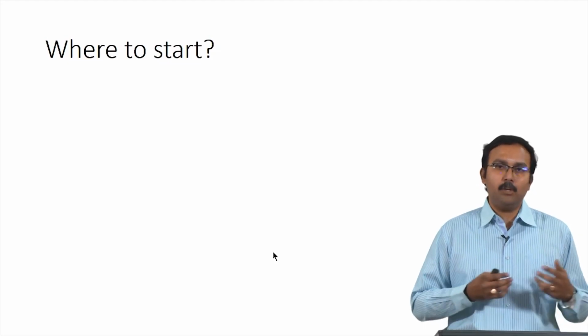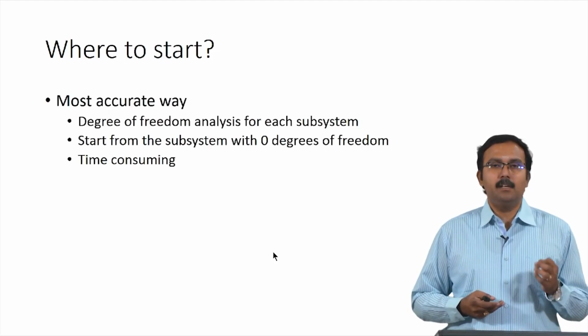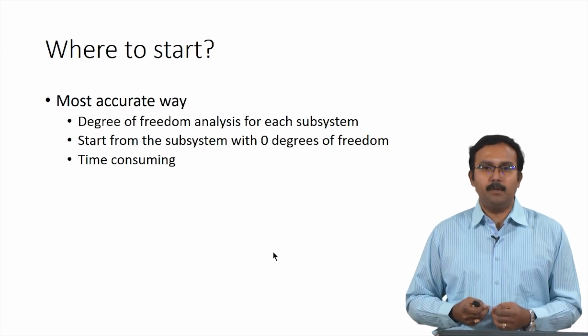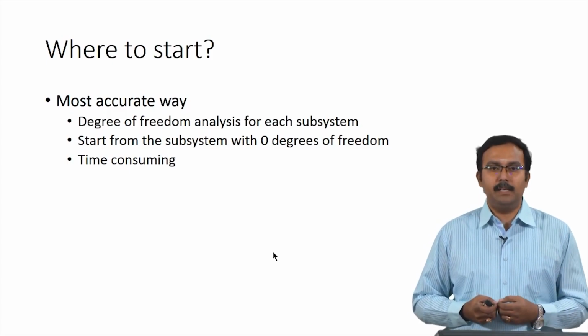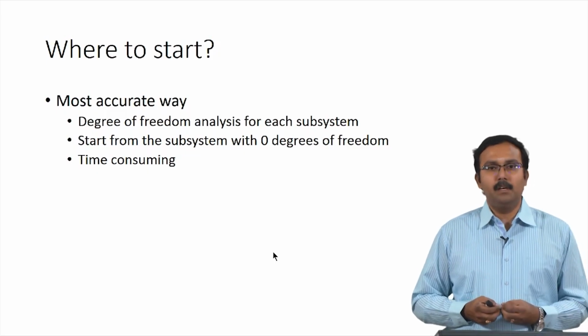So, here because there are multiple systems, where do we start? The most accurate way is to perform degree of freedom analysis for each of the subsystems which we drew and start from the subsystem which has 0 degrees of freedom. This process is very time consuming.